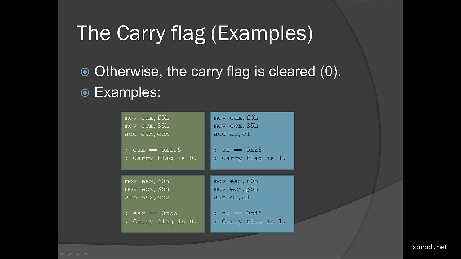So this time we subtracted 35 minus F0. And in order to do this subtraction, we have to use borrow. We have to borrow from the higher bits. This is not a usual subtraction. This is subtraction with borrow from some imaginary place. So the carry flag is going to be 1, because there is wraparound in this example.